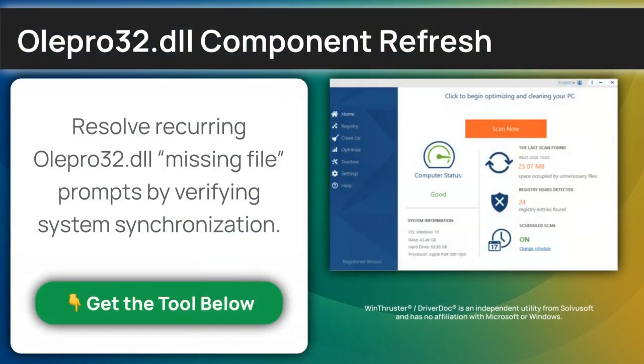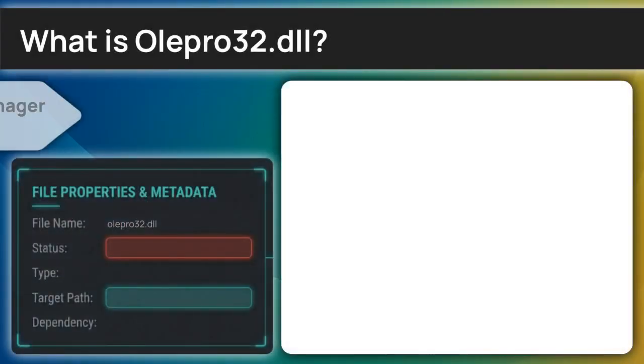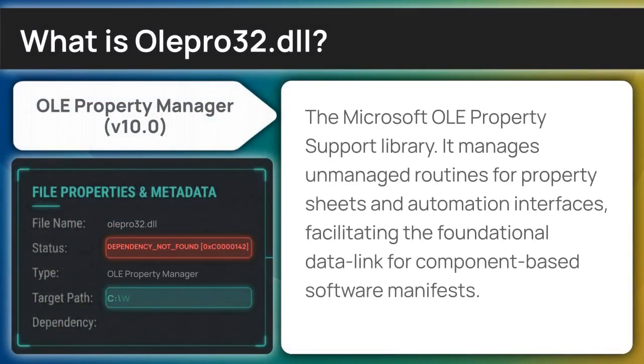This is the OLE Pro32, the Microsoft OLE Property Support library. It manages unmanaged routines for property sheets and automation interfaces, facilitating the foundational data link for component-based software manifests. With the why out of the way, let's focus on getting you running again.